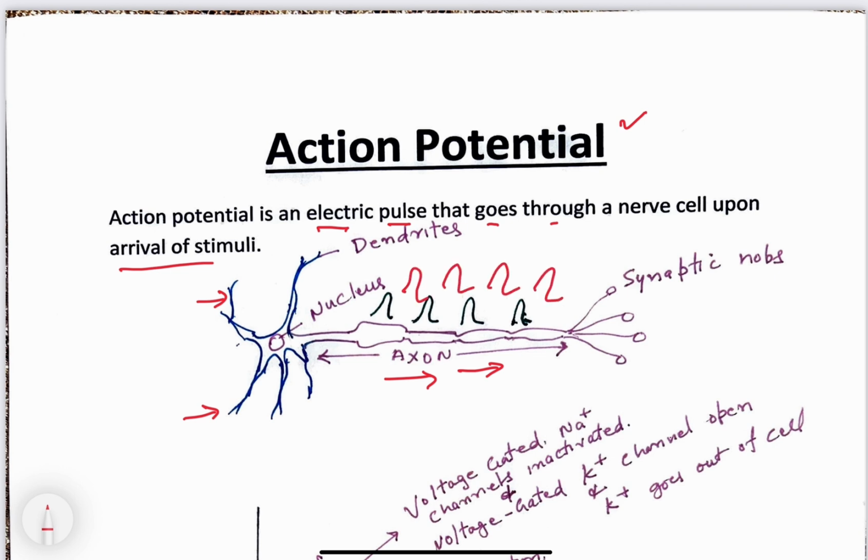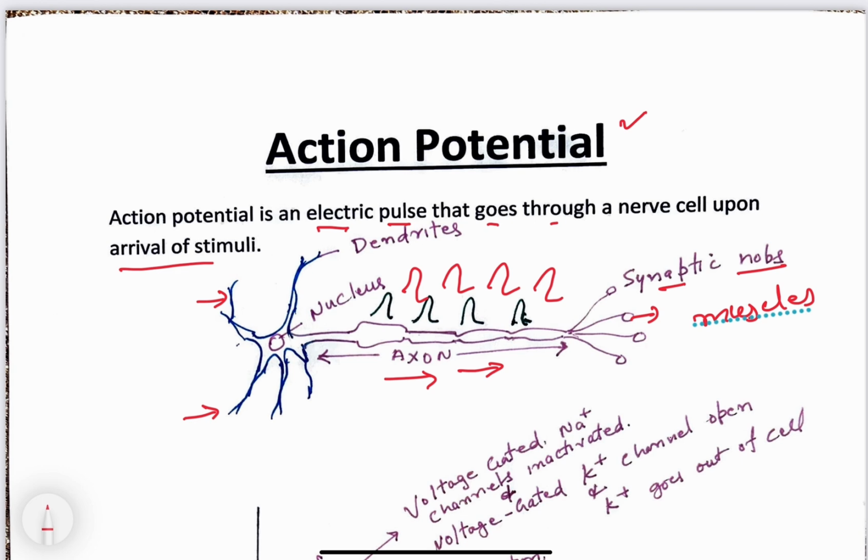So that's the action potential. It goes through the cell membrane and reaches the synaptic knobs. And at the synaptic knobs, the chemicals are released on the muscles, and the muscles contract. So this is the whole process of action potential.